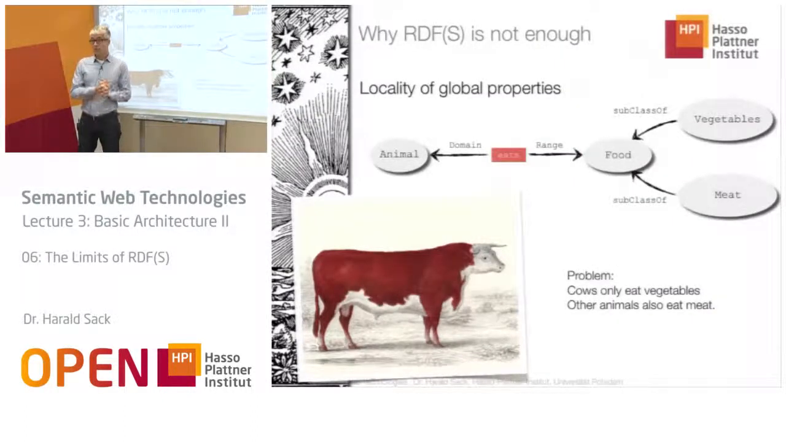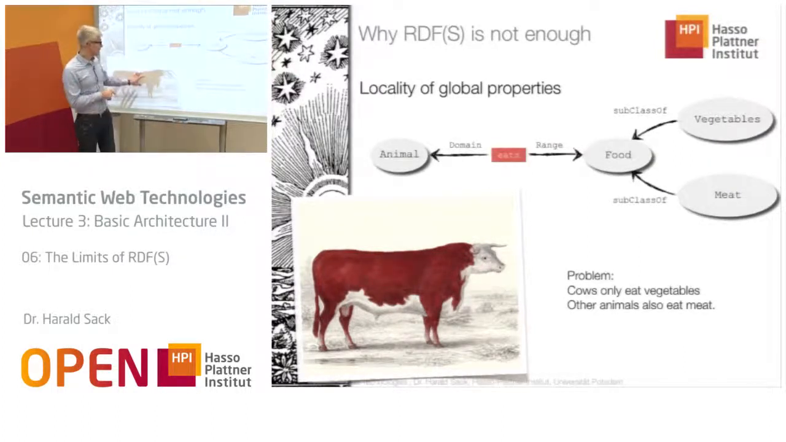So let's look at the following small problem. First of all, here we have some RDF knowledge. We have an animal, and we have a property eats, and we have here food, which is the range of this property. So the property eats is represented with the domain animal and with the range food. And for food, we have two subclasses: vegetables, which is the first subclass, and meat, which is the second subclass. So the problem now is, if we have represented our world like this, how can we represent animals like the cow, who only eats vegetables?